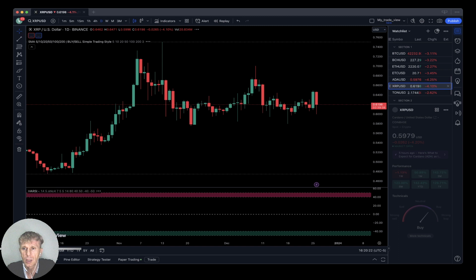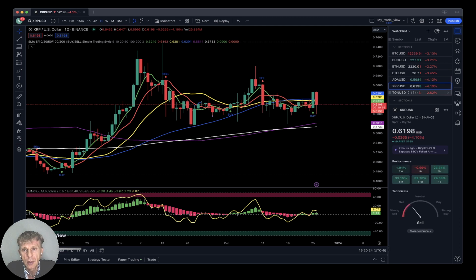XRP. XRP minus 4% today. Daily time frame. Previous bar, it was bullish for 4% up, and last bar, 4% down. Very huge volatility. It was below SMA 20, in the bearish territory. It did get above all moving averages on daily. Actually, yesterday was bullish. Today, it's completely reversed bearish. Yesterday was bullish, today completely reversed.